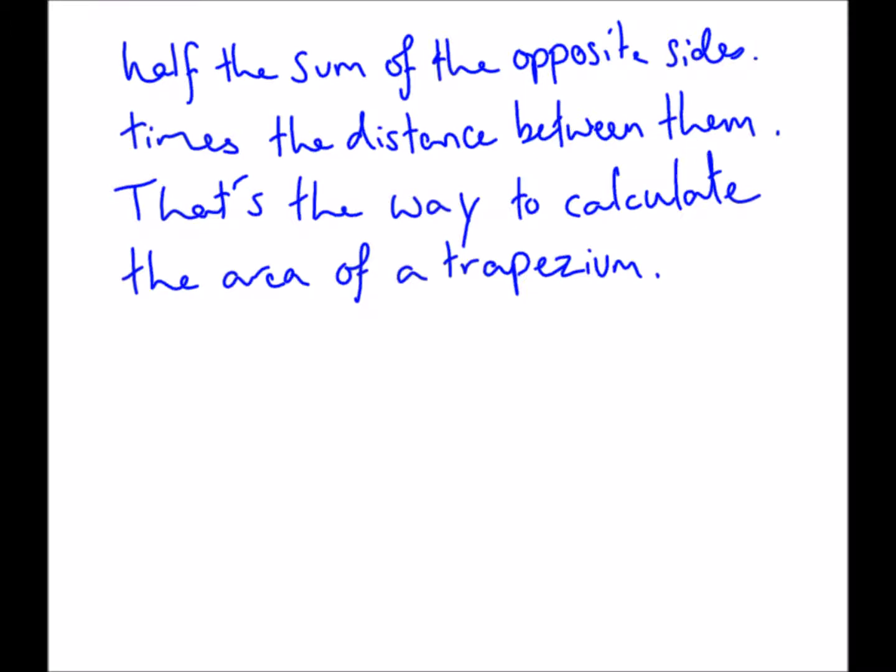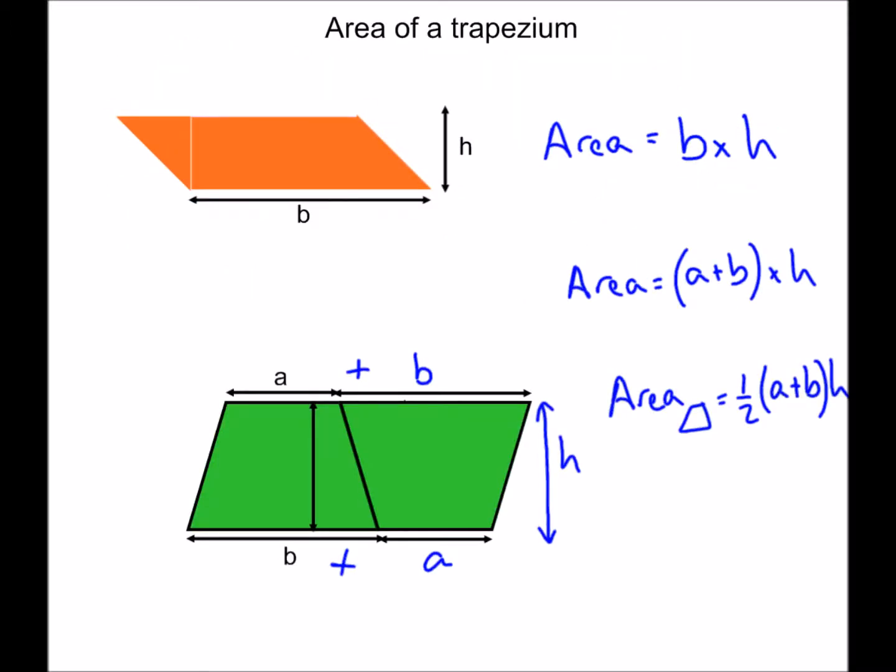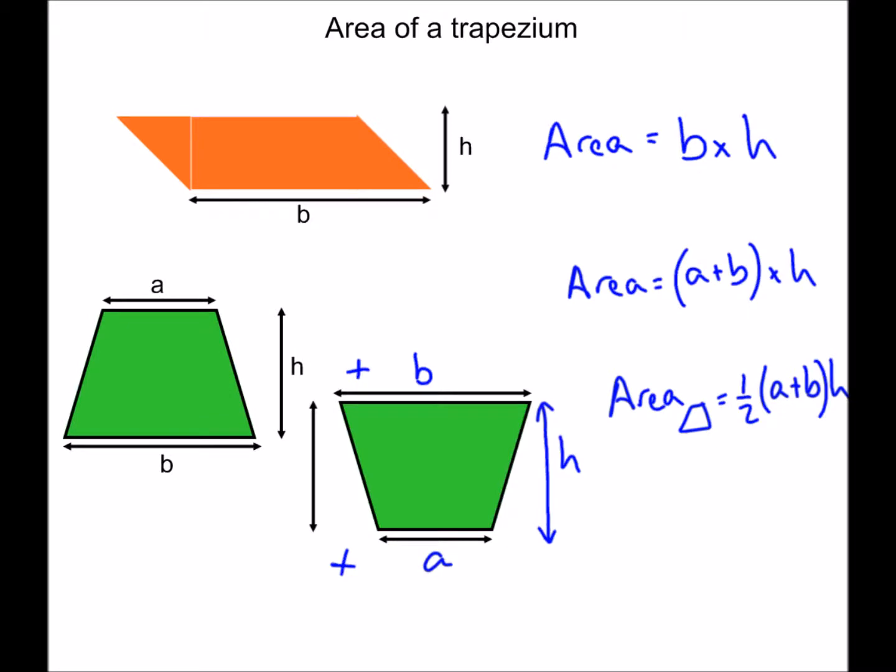So what that means, if we look back at our trapezium, half the sum of the opposite sides, so my side A and my side B are my opposite sides, times the distance between them, so that's my H. So we're doing half the sum, and we've got to remember that sum means add, times the distance between them, times H. That's the way you calculate the area of a trapezium. So there's no excuse for not remembering this now.